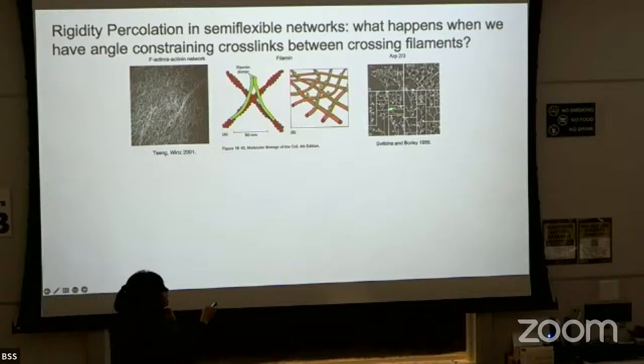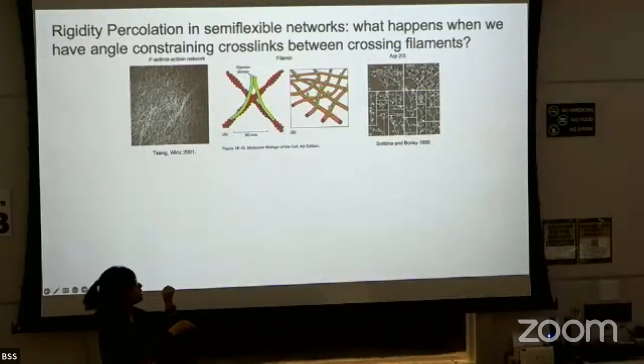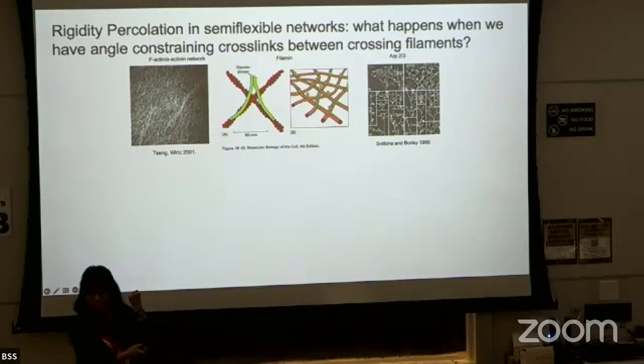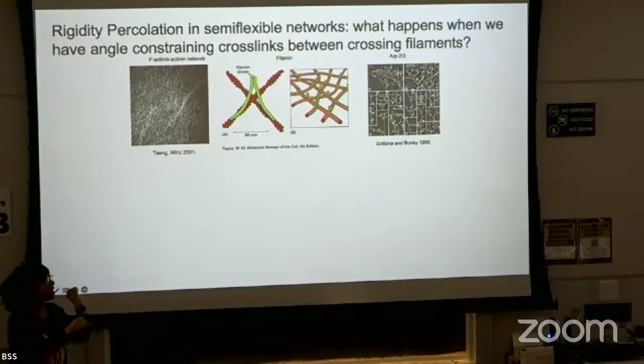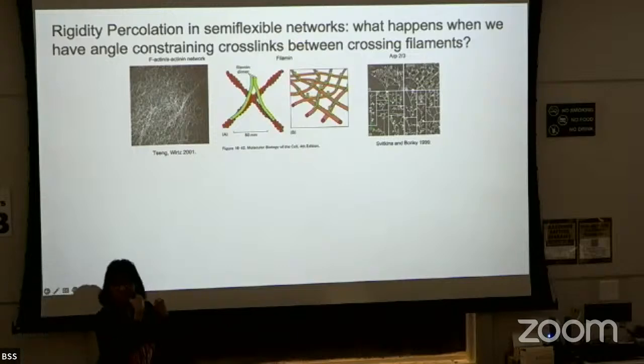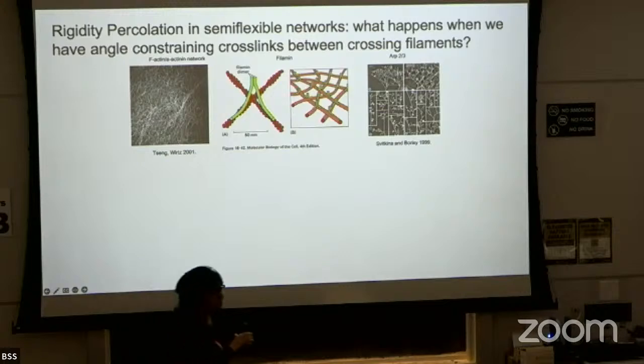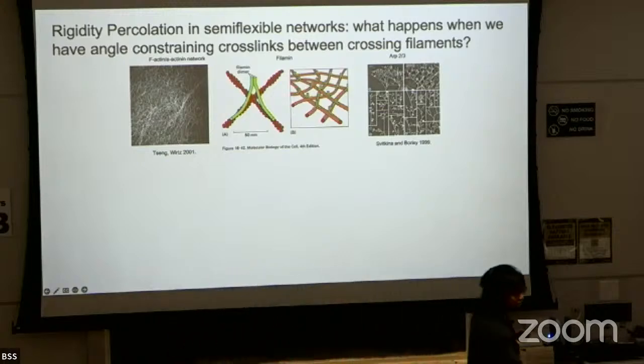And then also you can have things like Arp2/3, where again, Arp2/3 is a protein that leads to branched networks of actin near the leading edge of the cell, right? And once again, you have well-defined angles in this kind of situation. So in something like this or something like this, you will have additional constraints because of constraining the angle between crossing filaments. And then you can ask, what would the results be?